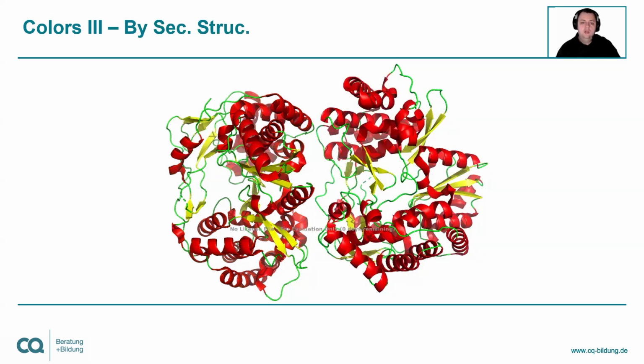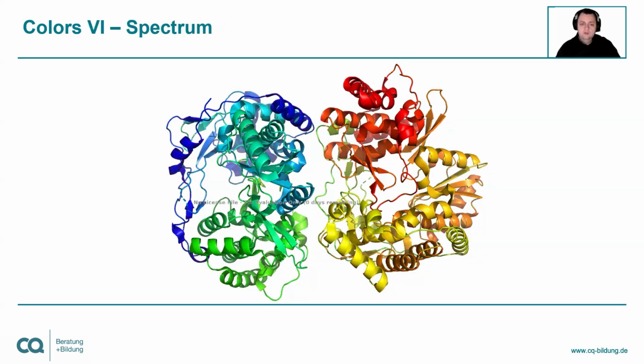There's also the option to color by secondary structure element. Now helices are colored in red, beta strands in yellow, and turns and unstructured regions are colored in green. Last but not least, there is the color by spectrum option, which allows users to color the structures in form of a gradient, starting at dark blue at the N terminus until a dark red at the C terminus, and the color goes from blue over green and yellow to red here at the end of the day.